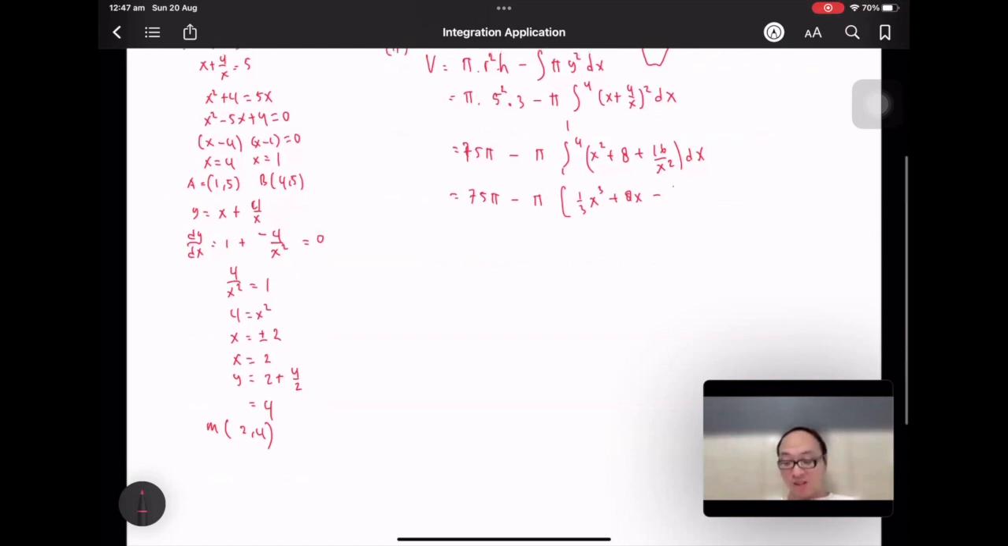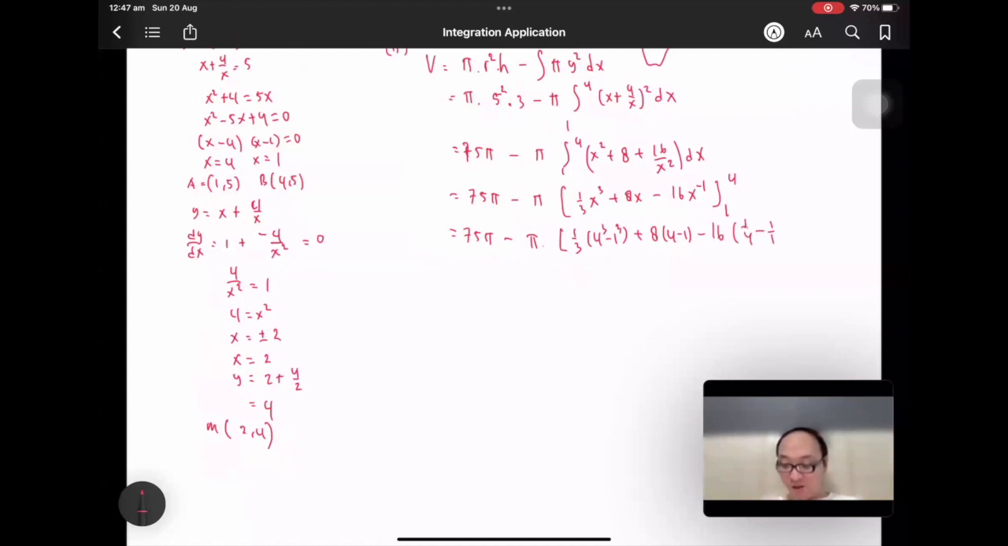minus 16 x to the power of negative 1] from 1 until 4. So 75 pi minus pi [1 over 3, 4 cubed minus 1 cubed, plus 8, 4 minus 1, minus 16, 1 over 4 minus 1 over 1].